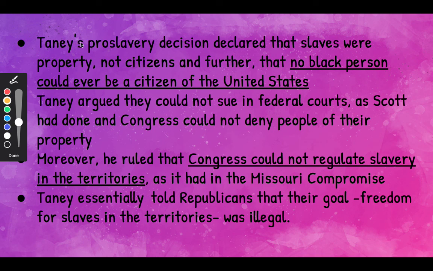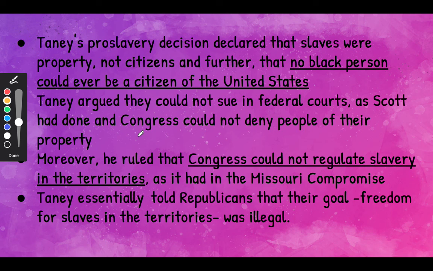Taney, who was the Chief Justice at the time, of the Supreme Court, Taney's pro-slavery decision declared that slaves were property, not citizens, and that no black person could ever be a citizen in the United States. Even if you had purchased or ran away and became free, you still could not be a citizen. Taney argued that African Americans could not sue in federal courts, as Scott had done, and Congress could not deny people of their property. So it goes back to that argument of this man paid for this person, thus this person can't just walk away, or he can't lose that person because he's property.